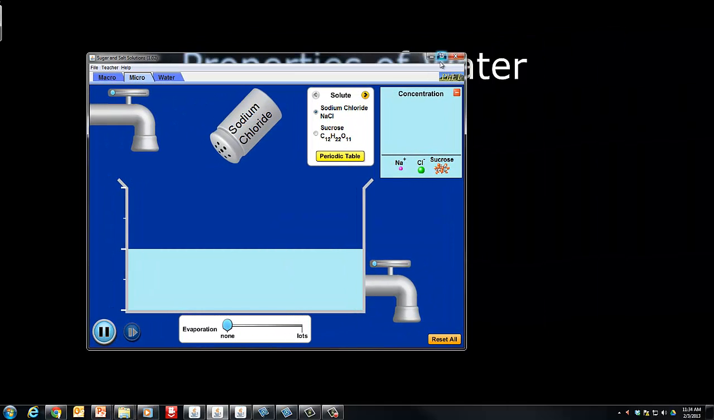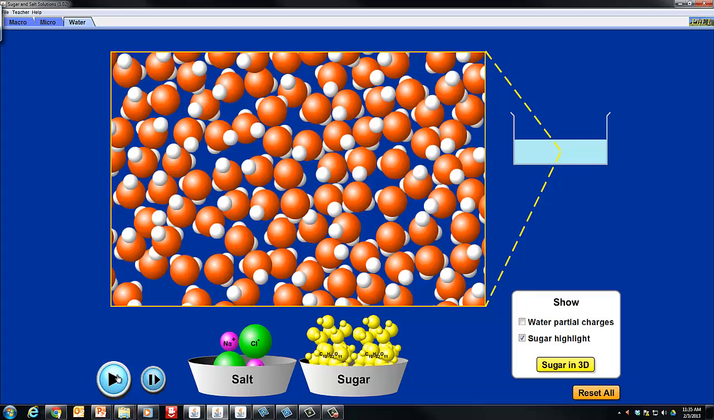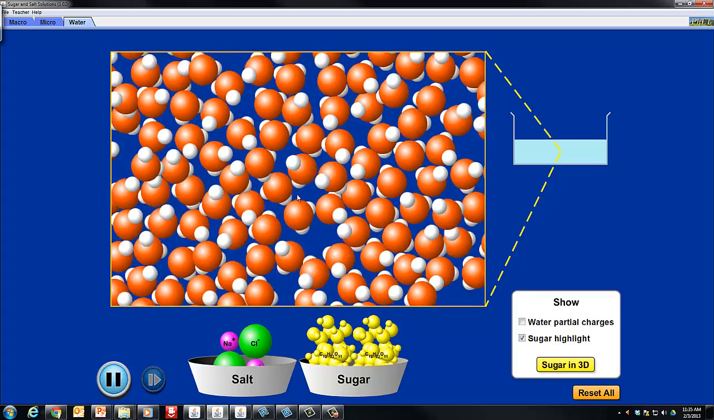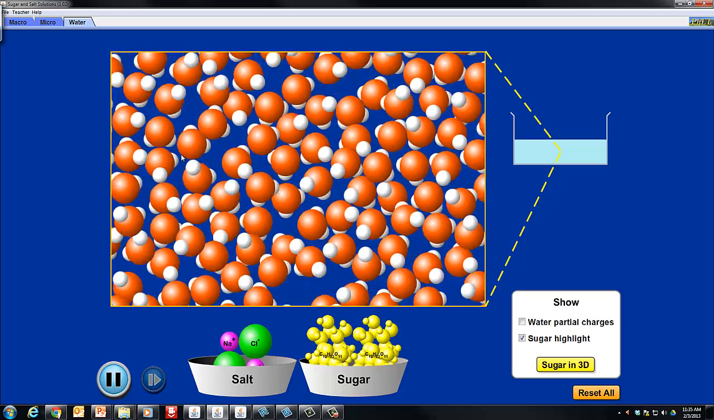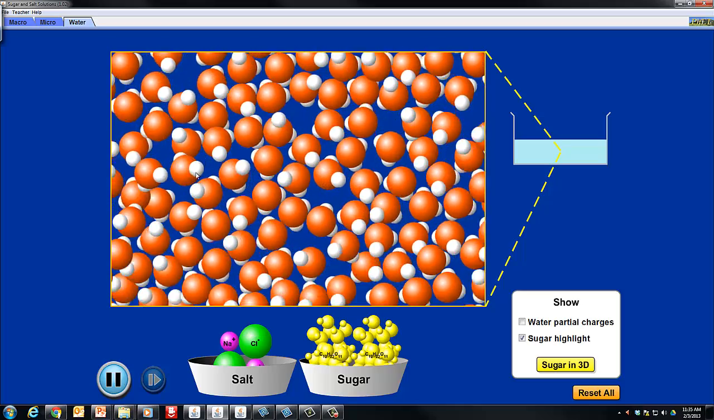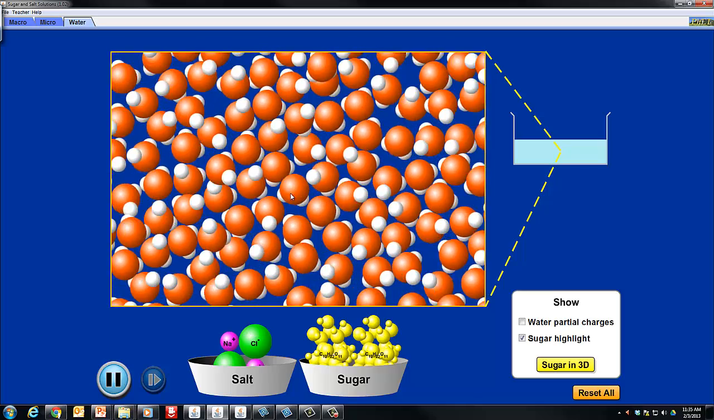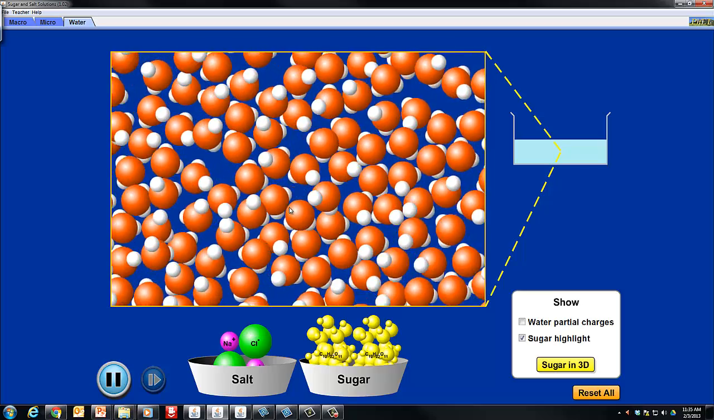Now let's look at another. Here are some water molecules. We're doing a close-up, and if you notice, the hydrogens are attracted to the oxygens. They're lined up that way. There aren't very many, if any at all, oxygens touching another oxygen. Occasionally you will see it.